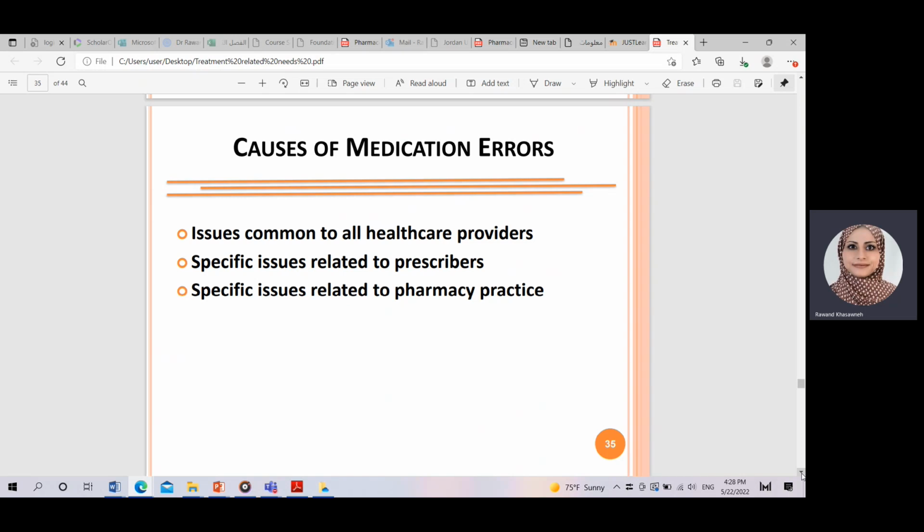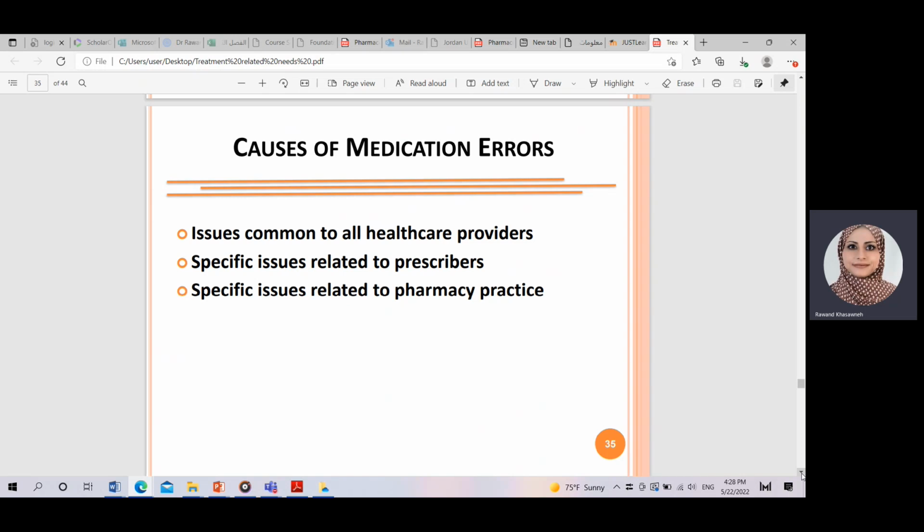Moving to the medication errors, and as indicated, DTPs are different from the medication error, where the medication error focuses on prescribing and dispensing accuracy. So under the causes of medication errors, we can have issues that are common to all healthcare providers. We can have specific issues related to specific prescribers, or we can have specific issues that are related to the pharmacy and the site of practice. Generally speaking, the causes of medication errors can fall in one of three major categories.